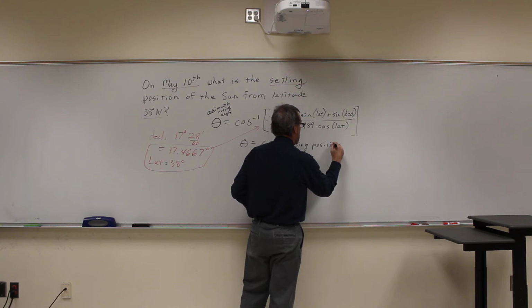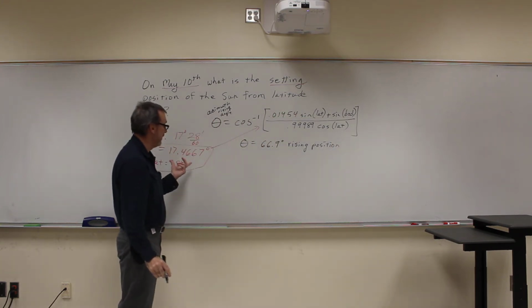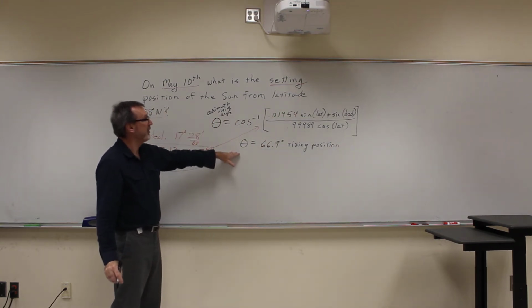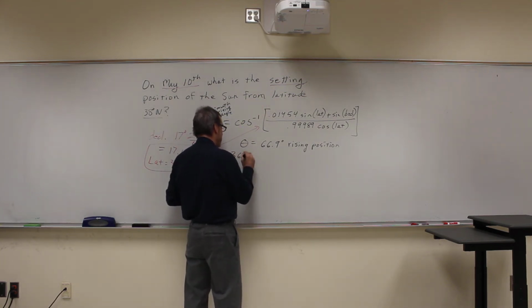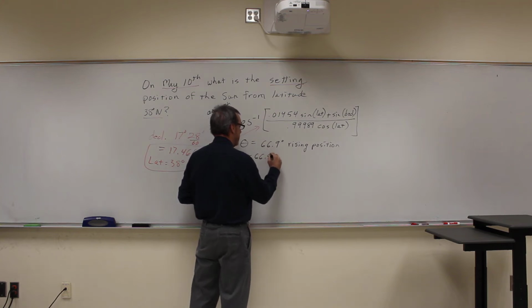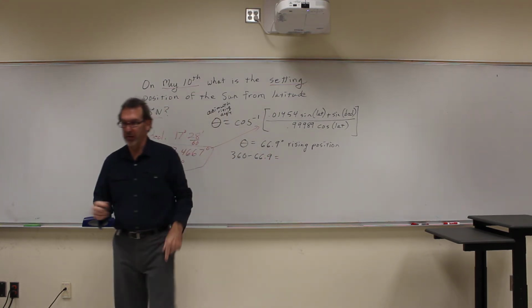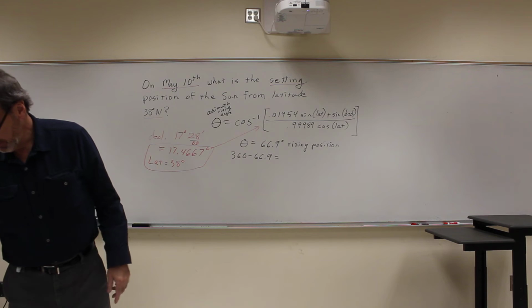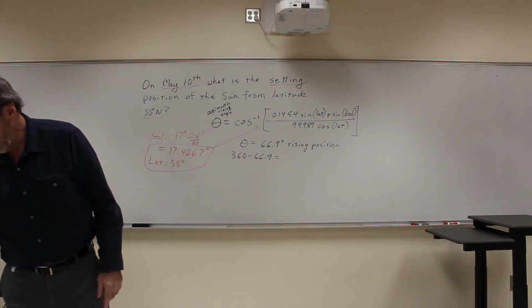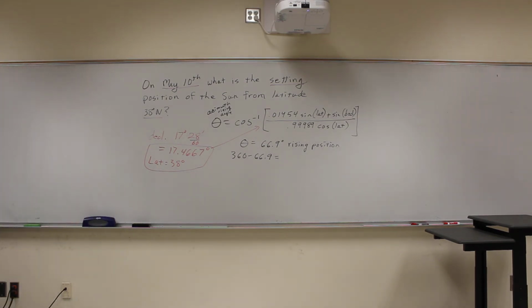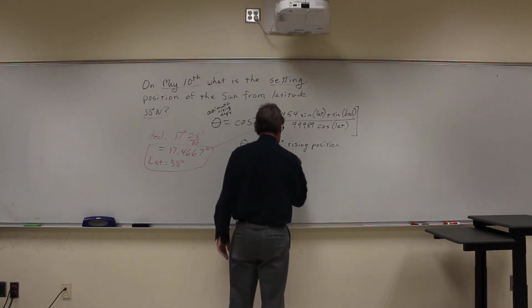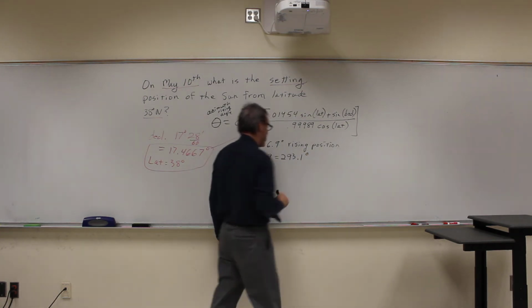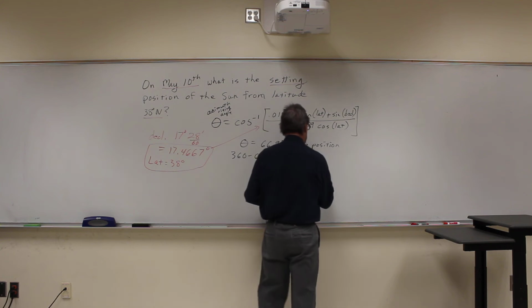Okay? But we're not done, because this is the rising angle, or the rising position of the sun, or star, or whatever declination you put in. In this case, it's the sun. I don't want the rising, I want the setting position. So I have to take 360 minus 66.9 to get the setting position. And so I get 293.1 degrees. Okay, this is the setting position.